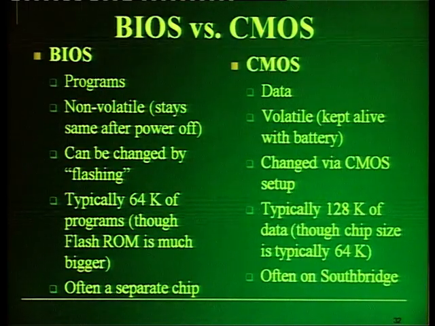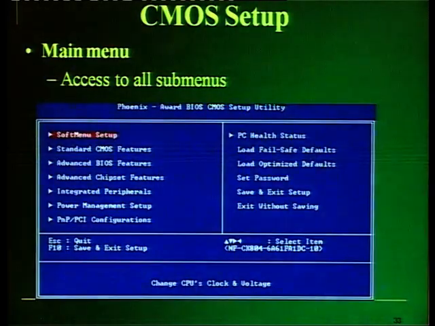The BIOS size through the flash ROM is much bigger. The ROM size is very much bigger, but 64 kilobytes of the programs can be stored, and the chip size is typically 64K, but we can store 128 kilobytes of data. This is often a separate chip, and CMOS is often on the south bridge.